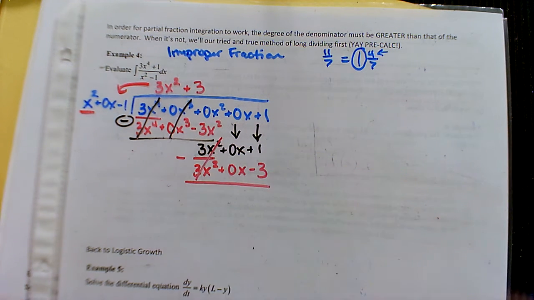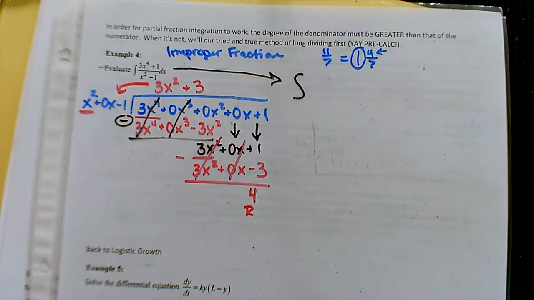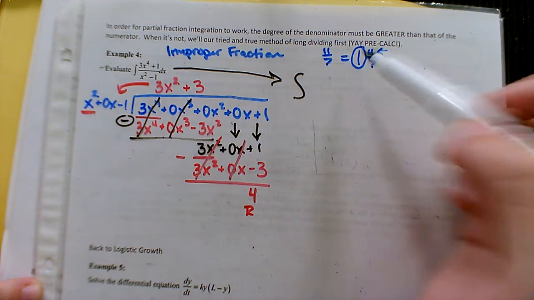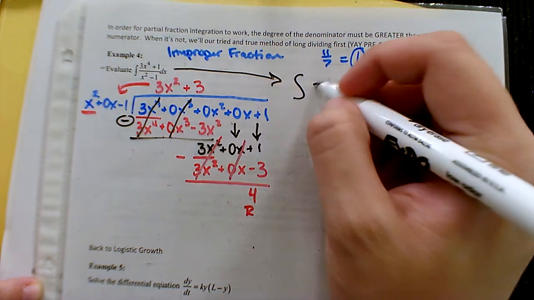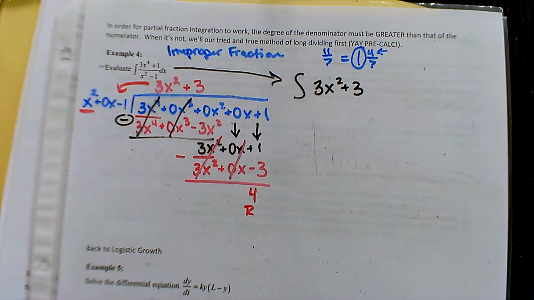First terms match, so they go away. Second terms match, so they go away. 1 minus negative 3. We're left with 4. And that's our remainder. Okay. So what we can do is change this improper polynomial fraction into a mixed polynomial fraction. The 3x squared plus 3 is your whole part. Okay, that's your quotient. And then your remainder is 4.